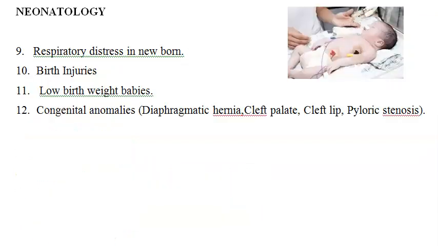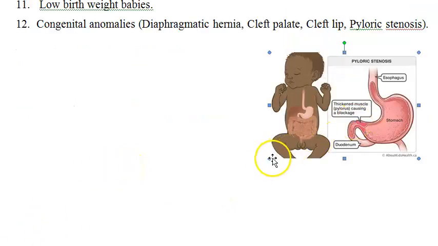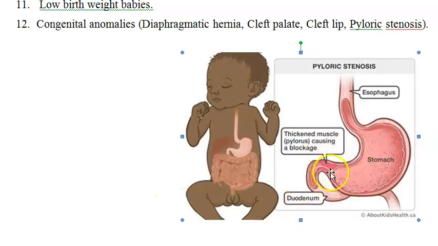Neonatology, respiratory distress, birth injuries, right, low birth weight babies, congenital anomalies like diaphragmatic hernia, cleft palate will teach you a lot, isn't it? In anatomy also they've covered cleft lip, pyloric stenosis, right, all these, cleft palate, cleft lip, have they taught you in the embryology, right? Then pyloric stenosis, that's something to do with the stomach, isn't it? So pyloric stenosis they have depicted here. Thickened muscle pylorus causing a blockage, isn't it?